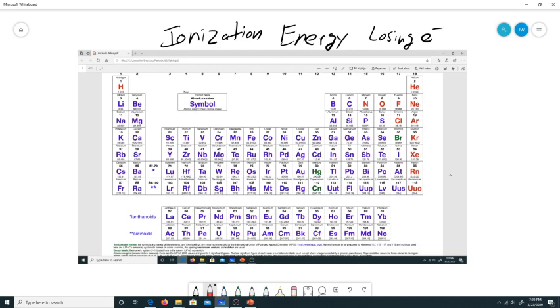So basically what happens if I go to the right, ionization energy increases. It takes more energy to remove electrons as you go to the right.